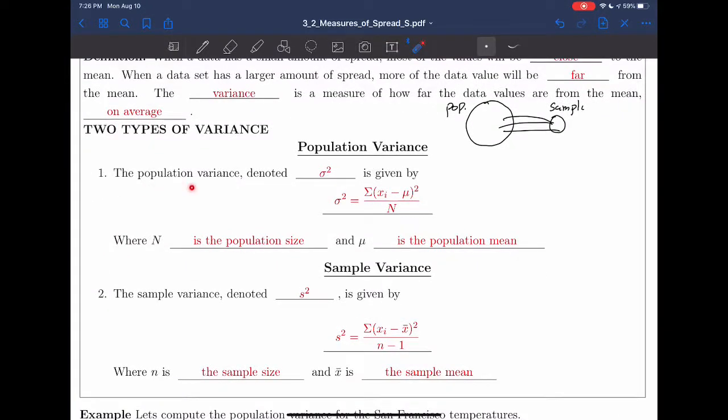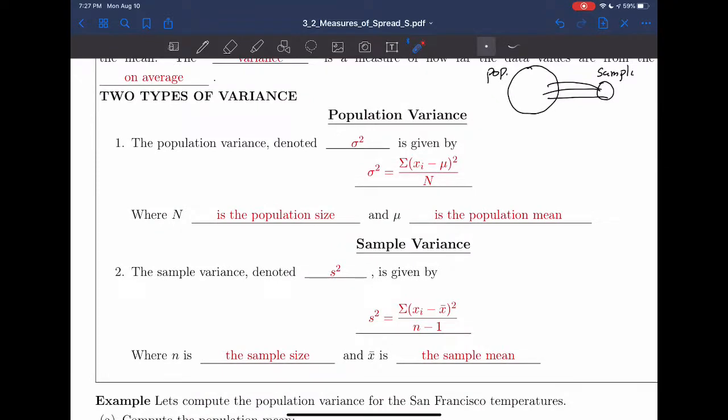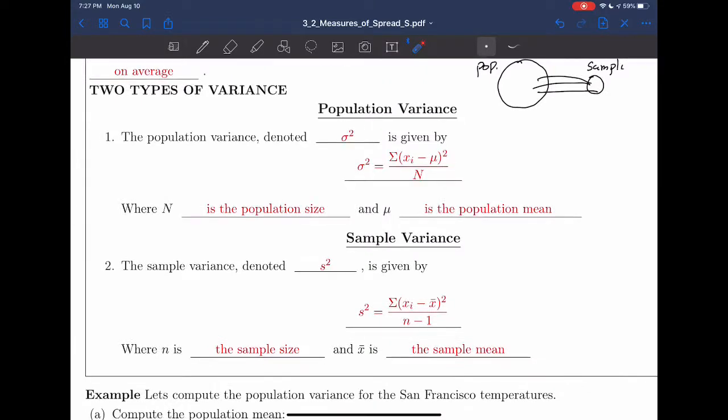So let's talk about your population variance. Your population variance is denoted by sigma squared. This symbol here is a Greek letter, just called sigma. To compute this, you take the sum of your data values minus the population mean, square it, and divide by the total number of observations in the population. We already know how to compute your population mean. Once we have that, for each data value, we subtract it and square it, and then add all those values up.